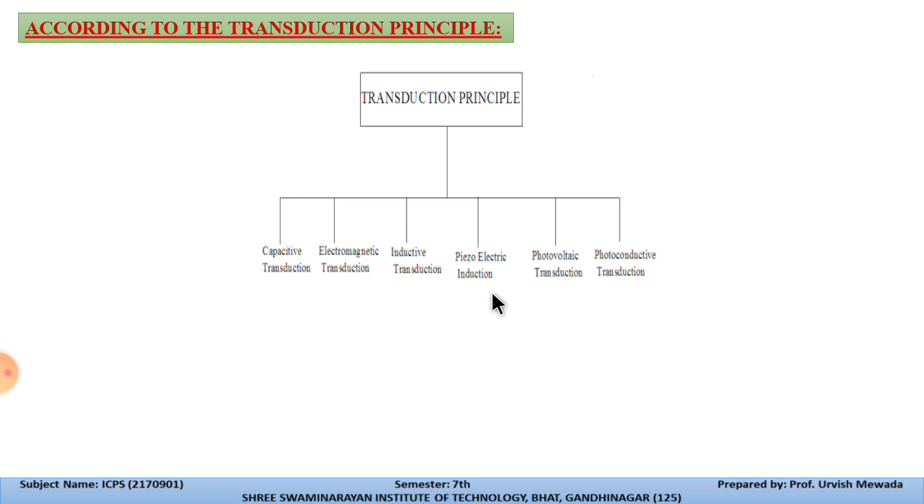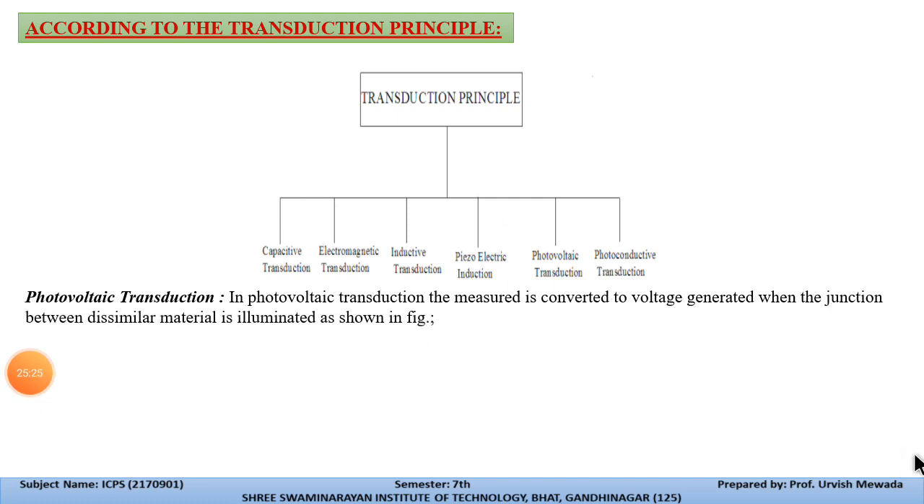Then piezoelectric, that we already discussed in detail. Then photovoltaic transduction. We discussed this photovoltaic transduction in detail, and will elaborate this transduction principle with the help of the below diagram. For the photovoltaic transduction, generally voltage is generated when the junction between dissimilar materials is illuminated.